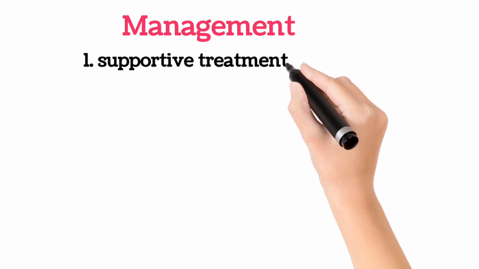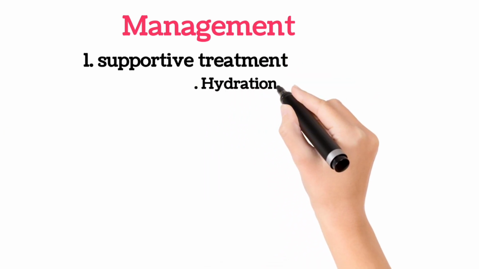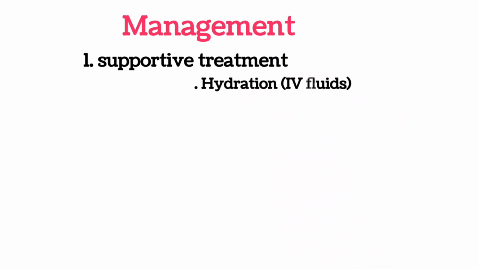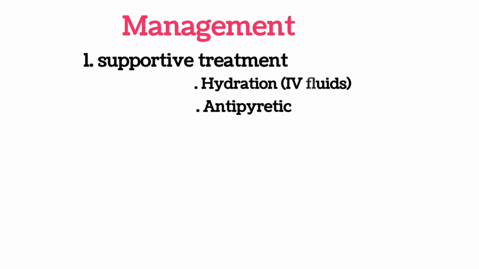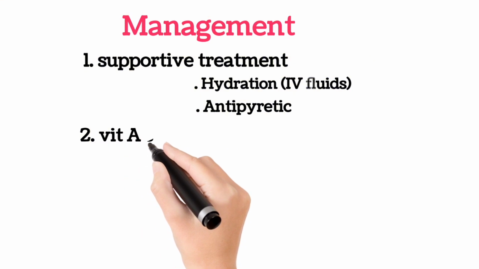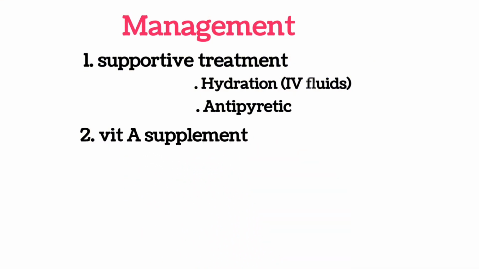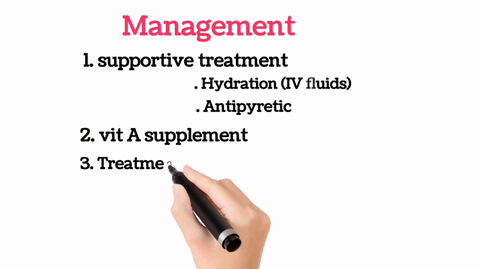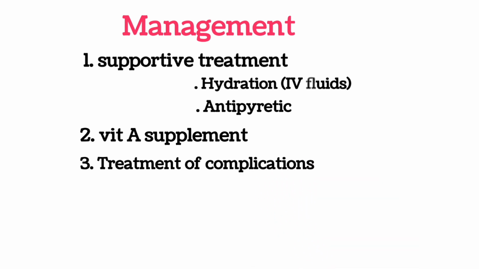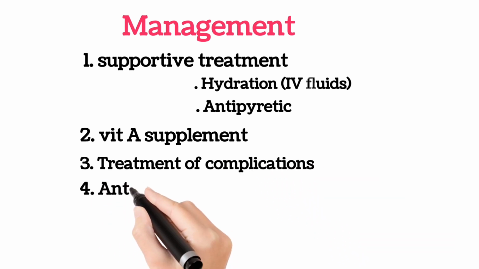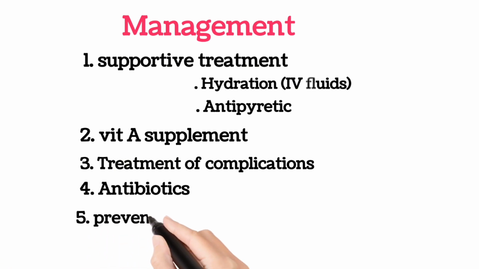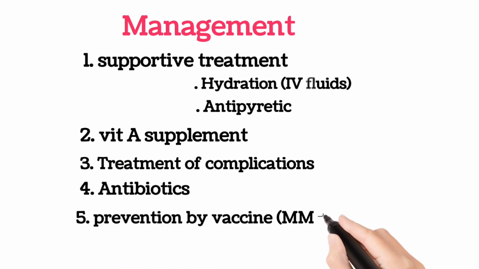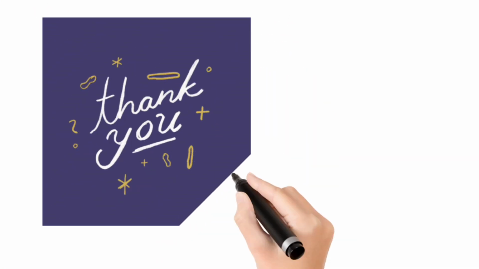What is the management? The management of measles is mainly through supportive treatment, that is hydration, IV fluid, and antipyretics for fever relief, vitamin A supplementation for the redness of the eye, and treatment of the complication, that is secondary bacterial infection, through antibiotics. And we can also prevent this disease through the vaccine, that is the MMR vaccine.